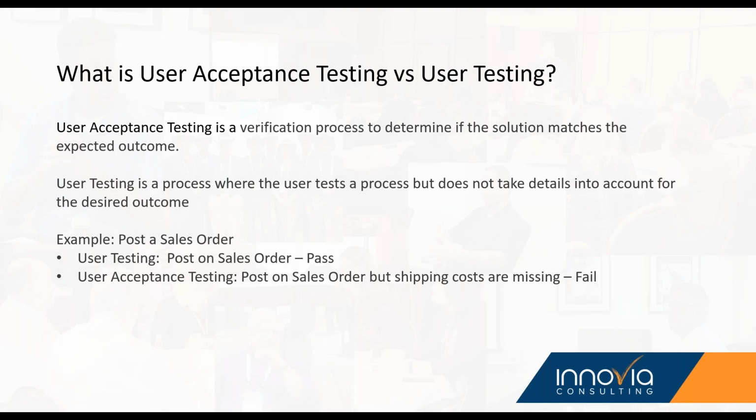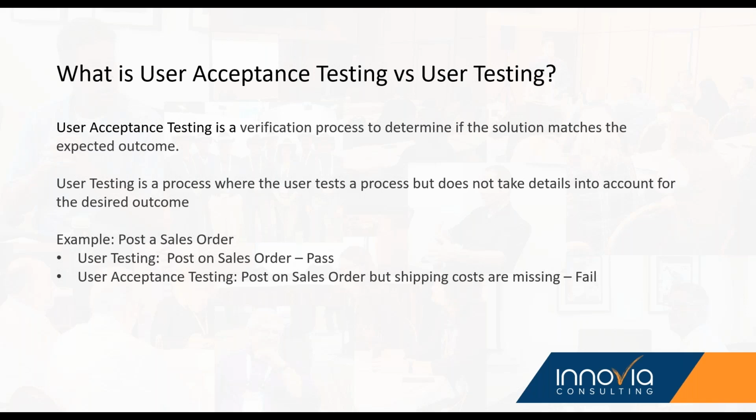We have two key pieces to testing: what is called user acceptance testing and user testing. Oftentimes people, myself included, went, testing is testing, what does it matter? User acceptance testing is a verification process. This is confirming that everything that we're doing and seeing is correct, not just that we can complete the task.